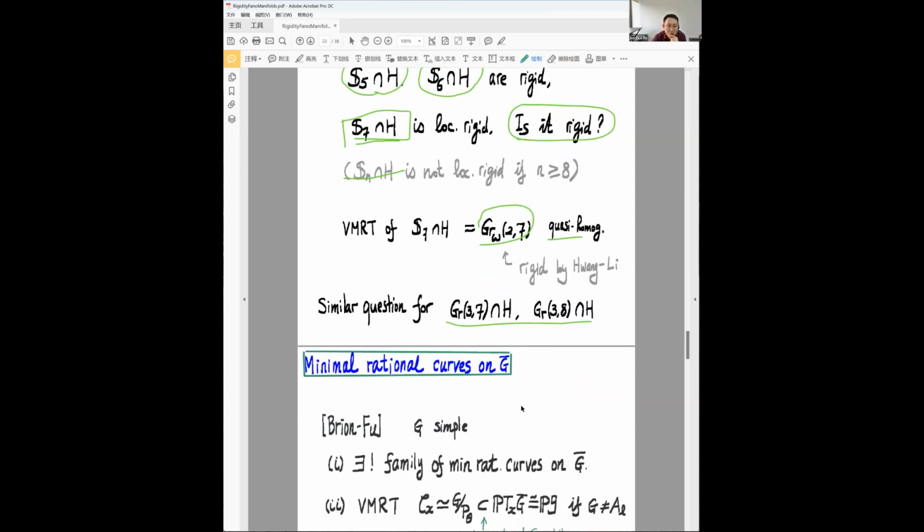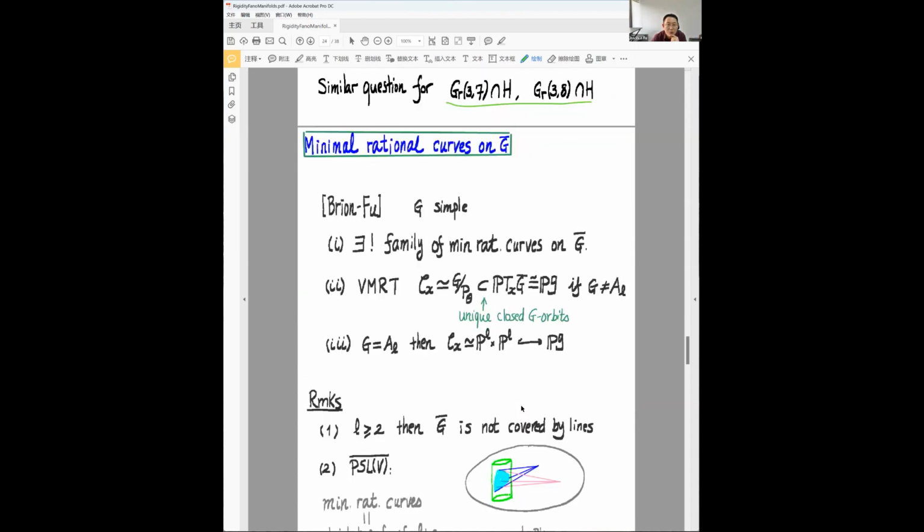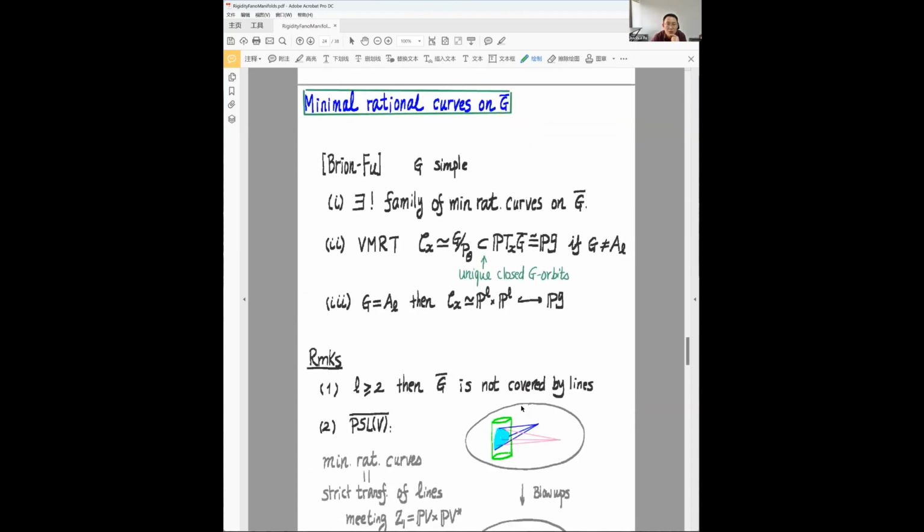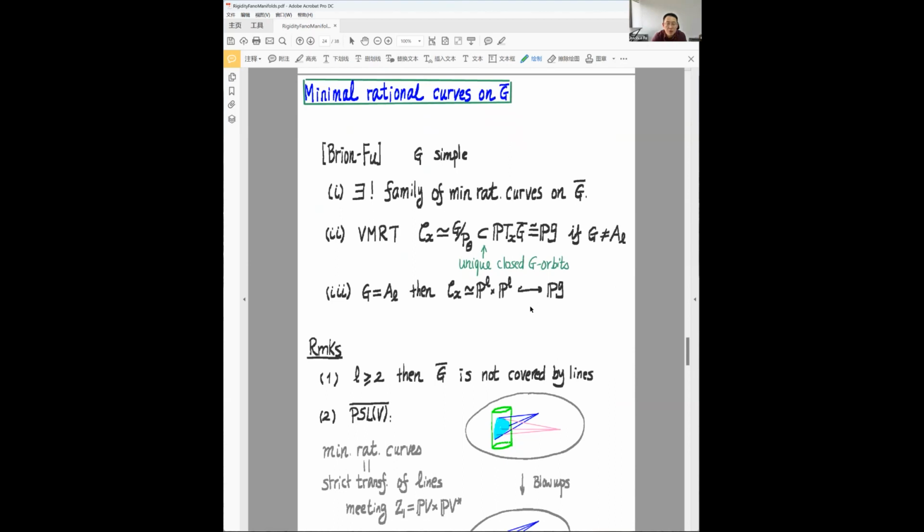And so in the remaining time, maybe I come back to the proof of the first result on the rigidity of the wonderful compactifications of adjoint groups. So the proof is quite similar to the case of Hwang and Mok for the first step. But for the second step, this is much harder. We do not have the recognition theorem. So let me first of all recall the minimal rational curves on this wonderful compactification.